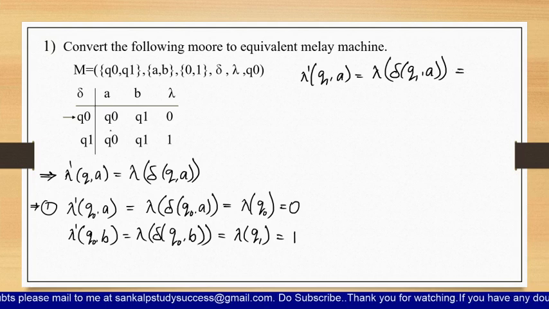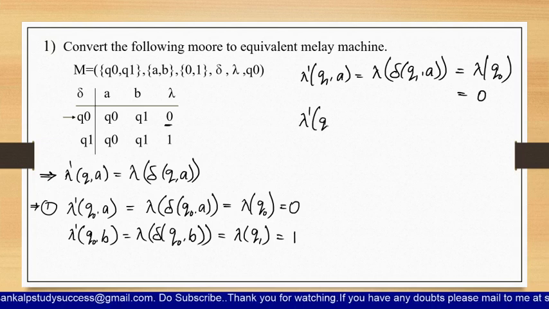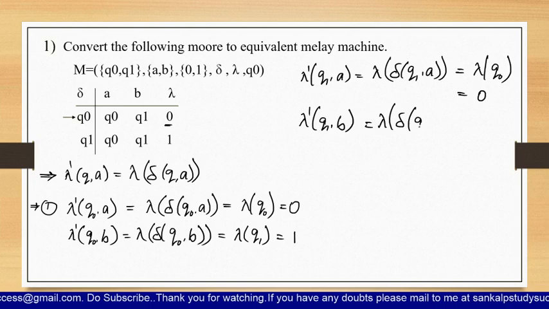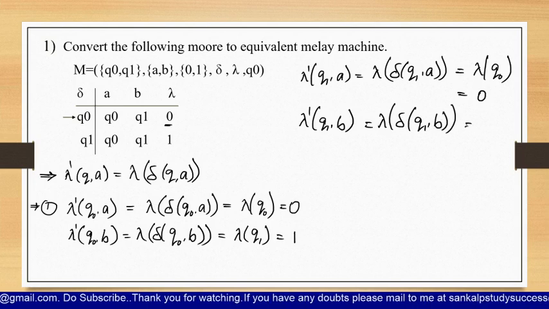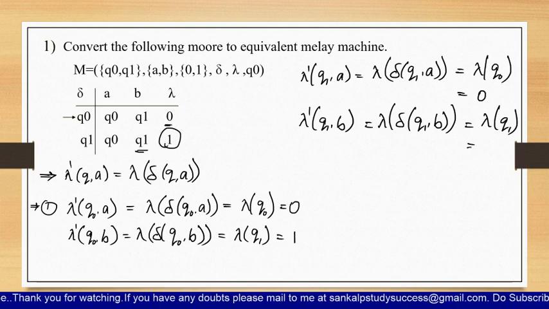Transition function of q1 comma a is nothing but q0. So lambda of q0 is nothing but 0, which is equal to 0. Now let us find lambda dash of q1 comma b. Lambda dash of q1 comma b is equal to lambda of transition function of q1 comma b, which is equal to lambda of q1. Transition function of q1 comma b is nothing but q1. So lambda of q1 is nothing but 1 here. So that is equal to 1.